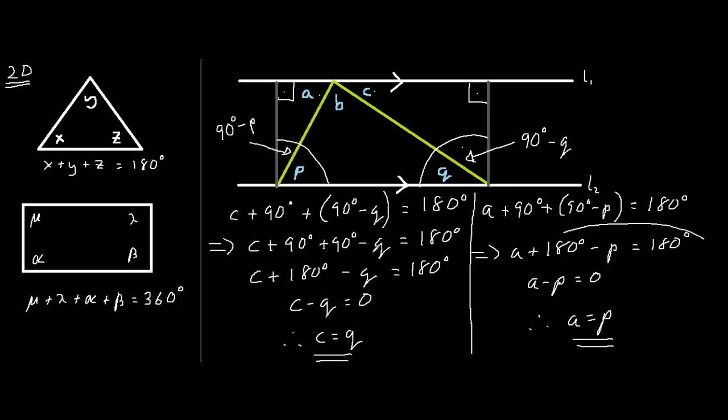So this is how we prove that the angle A right here is equal to the angle P, and the angle C is equal to the angle Q right here.